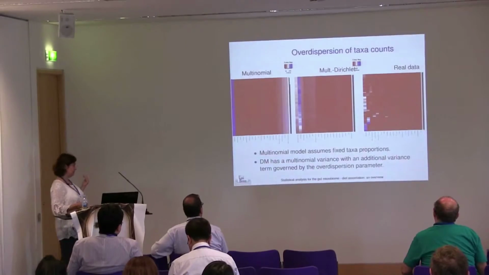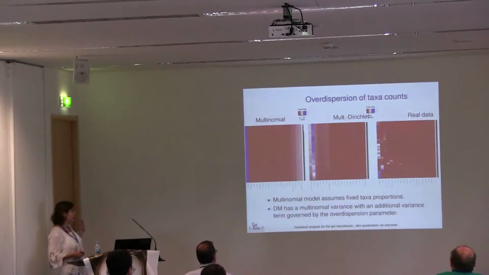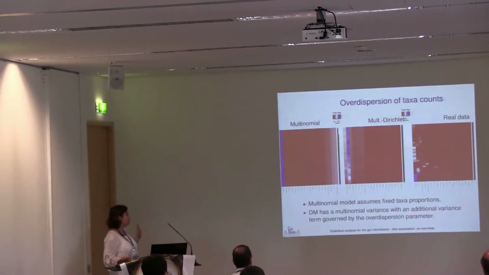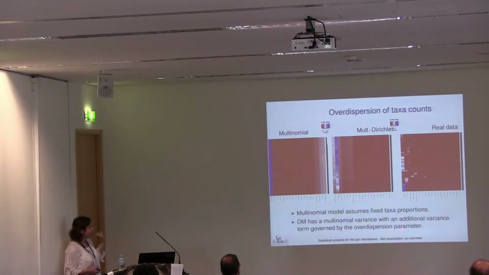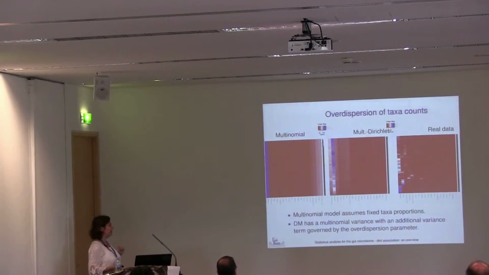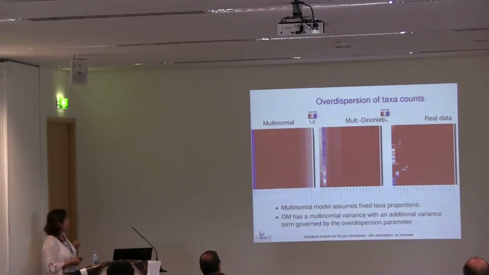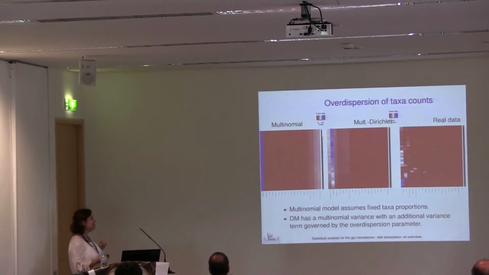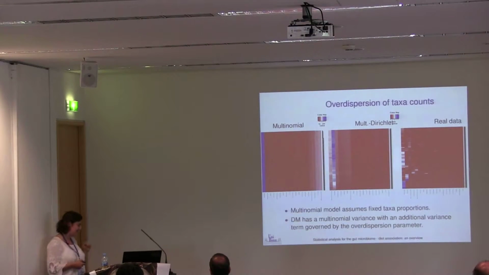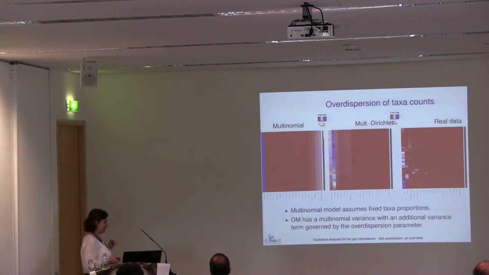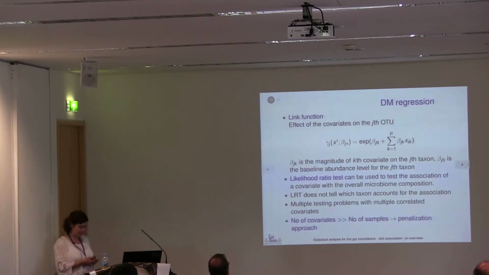What's this distribution? It adds an additional variance term governing the over-dispersion to the multinomial variance. And then you get something like this. Maybe it's not perfect, but you can also test it statistically with the LRT, the likelihood ratio test, and also visually you can see here that you get better results. So that's why it's recommended to use a kind of mixture model.